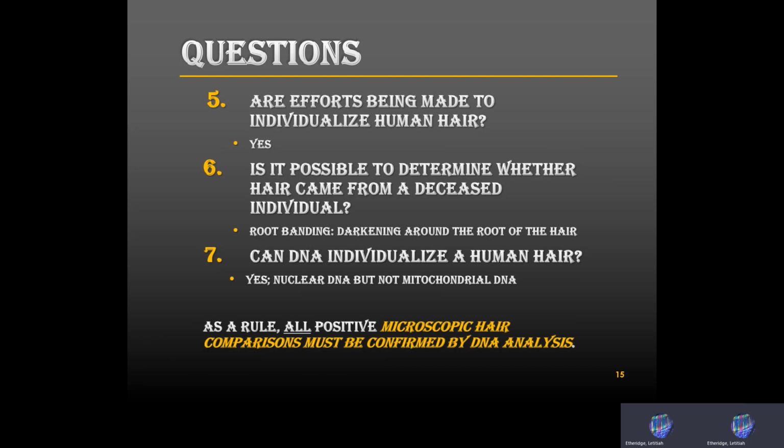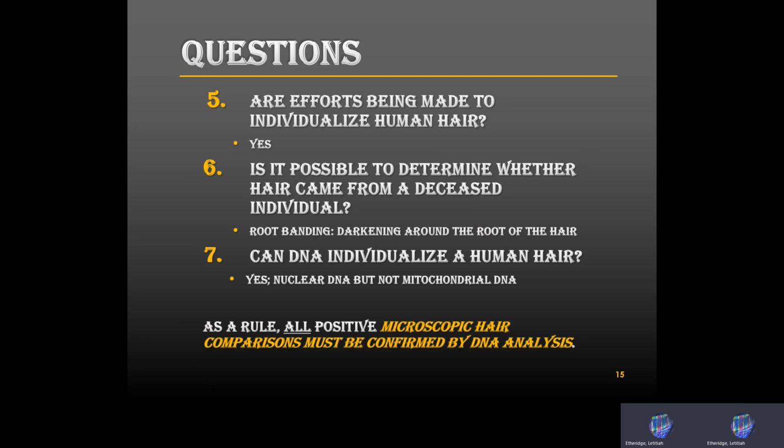Question number 6 I always get, is it possible to determine whether hair came from a deceased individual? Yes. You're going to have this thing called root banding, which is a darkening around the root of the hair. And then question 7, can DNA individualize a human hair? Well, we've talked about this. If there is nuclear DNA, yes, but if there's only mitochondrial DNA, then no. In terms of admission of hair evidence into court, all positive microscopic hair comparisons must be confirmed by a DNA analysis. So if you want to use it in court to identify a particular individual, you have to have done DNA from it.